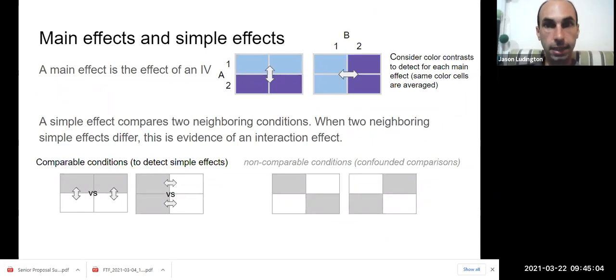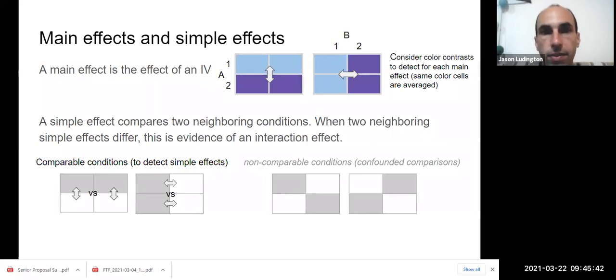Main effects and simple effects. A main effect is the effect of an independent variable. Now here I have variable A and variable B. Let's look at the first grid, variable A. Notice that the top 2 boxes are light blue, bottom 2 are dark blue. The light blue ones represent level 1 of the independent variable A. And the 2 dark blue ones are level 2 of the independent variable.